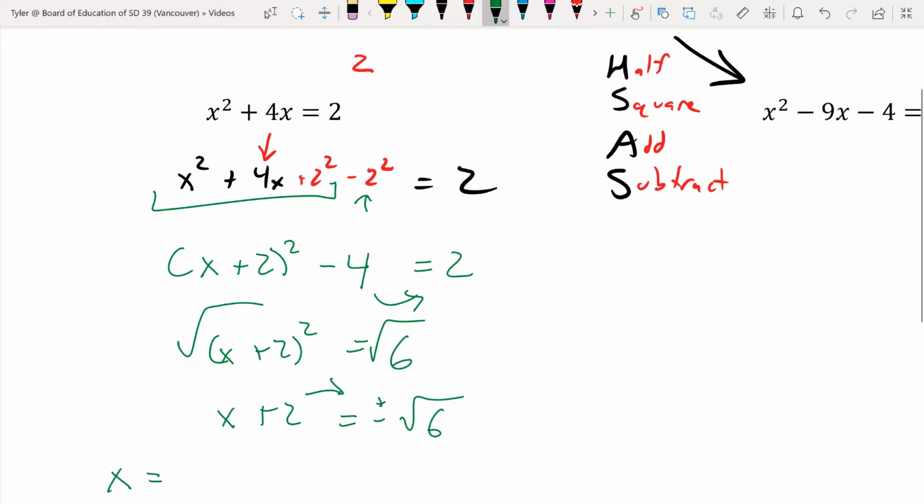X equals -2 plus root 6, or x equals -2 minus root 6. So some teachers would be okay if you write this. It's up to you. You decide. You figure out what makes most sense to you.